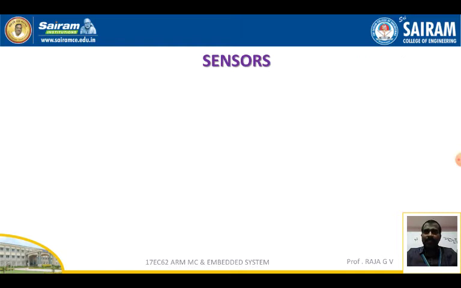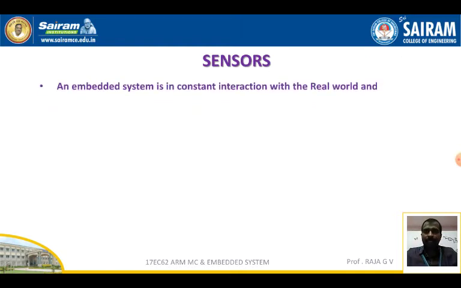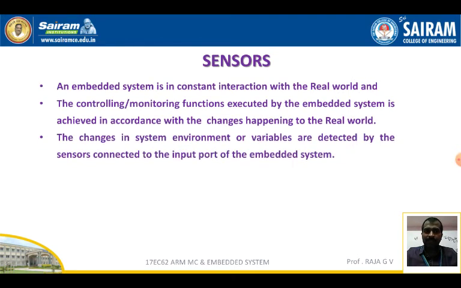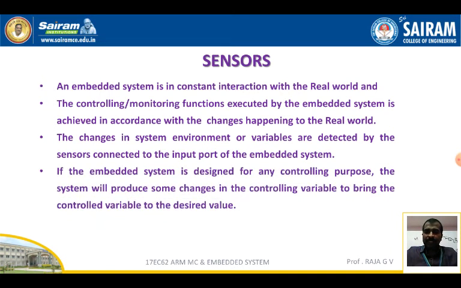An embedded system is in constant interaction with the real world, and the controlling and monitoring functions executed by the embedded system are achieved in accordance with the changes happening in the real world. The changes in the system environment or variables are detected by sensors connected to the input port of the embedded system. So in the input port, sensors play the actual role, and actuators play the output role.